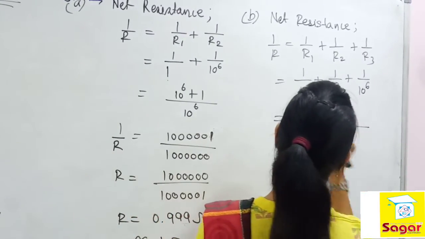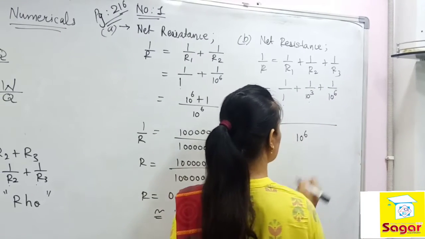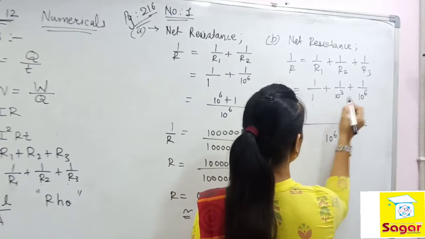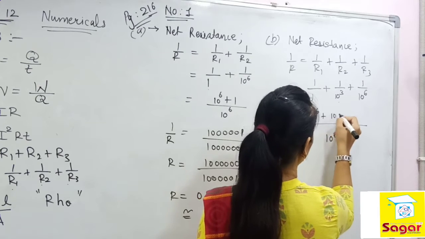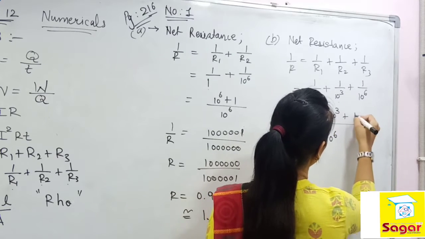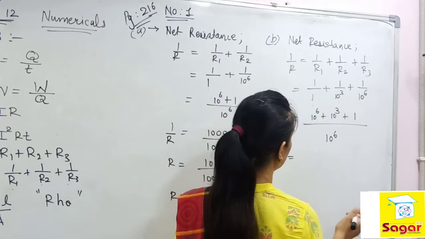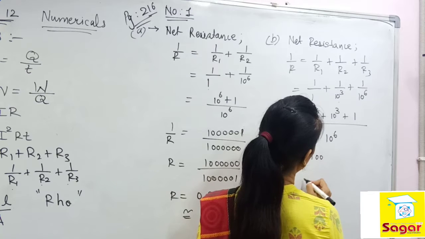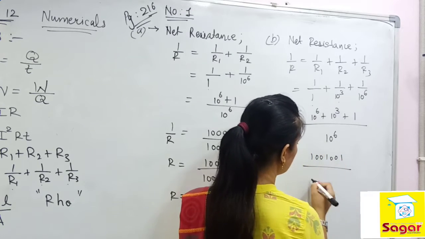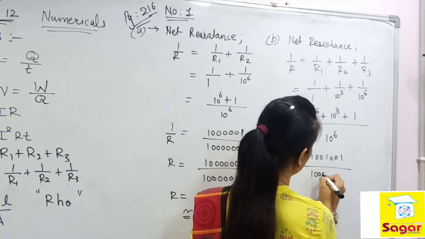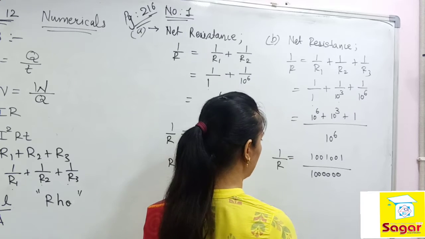What is the LCM of 1, 10 raised to 3 and 10 raised to 6? That is 10 raised to 6. Okay, so move on. This one multiplied with 1 is going to be 10 raised to 6. Here it will be 10 raised to 3 and here it will be 1. Just expand this and get the number. So it will be 1001001 divided by 10 raised to 6, that is 1000000. So this is the value of net resistance, 1 upon R.